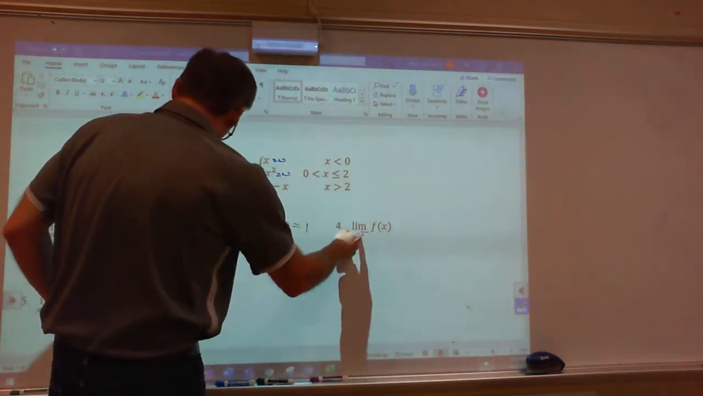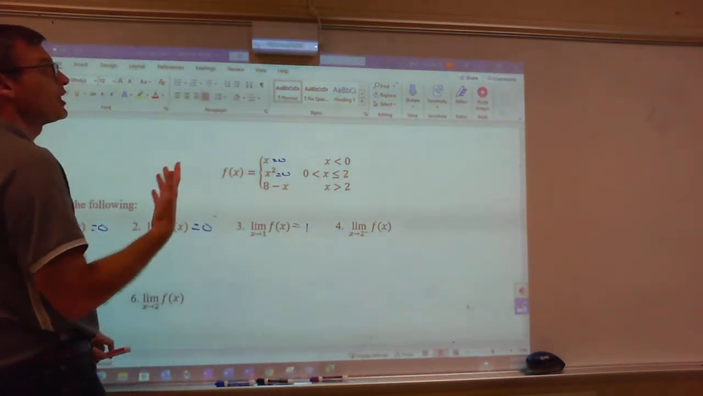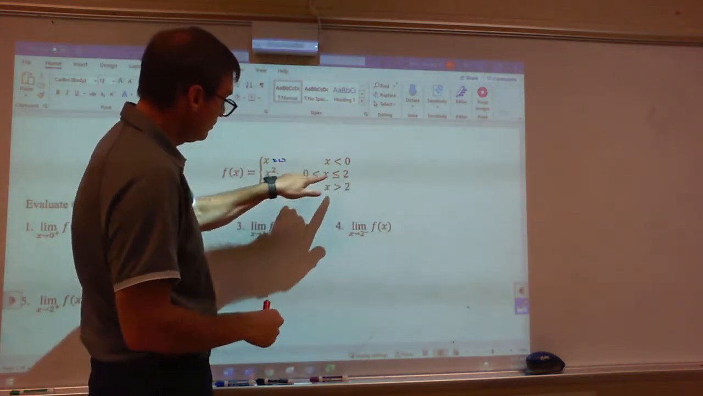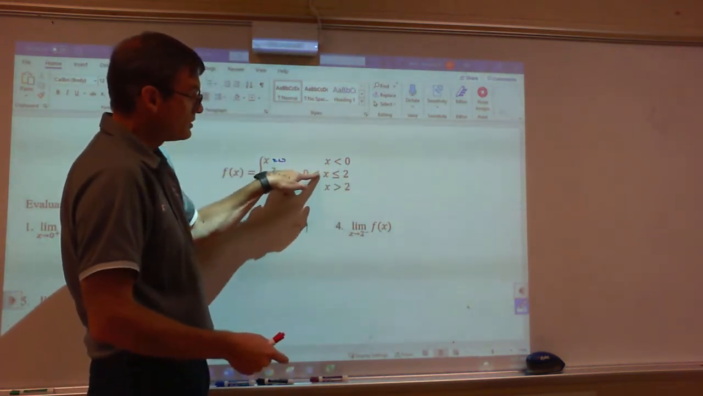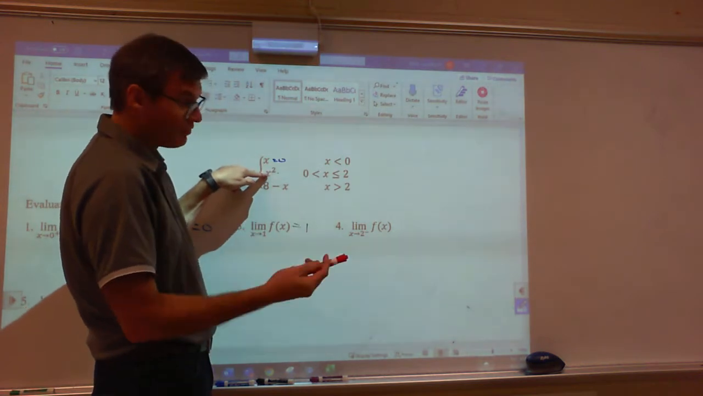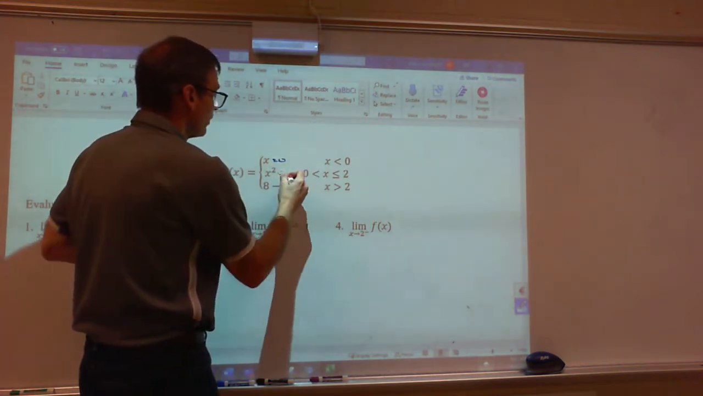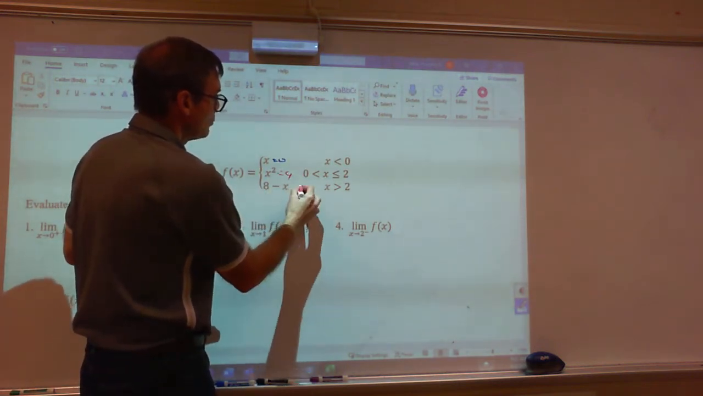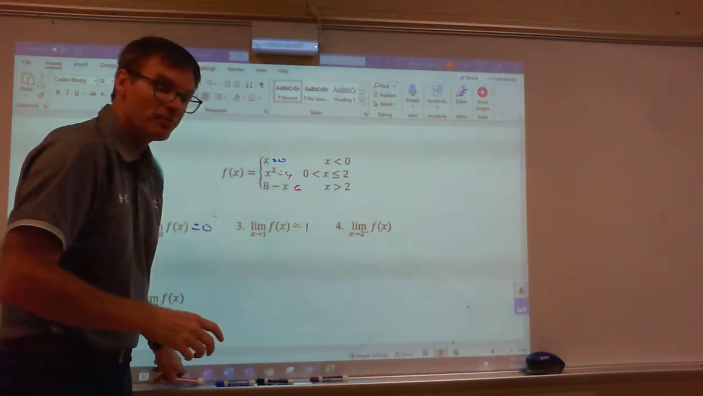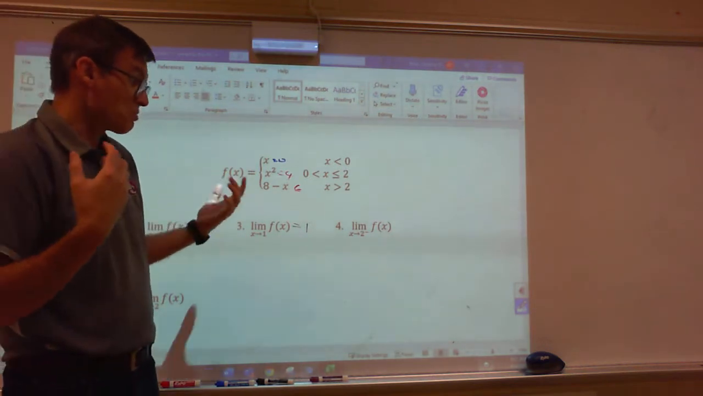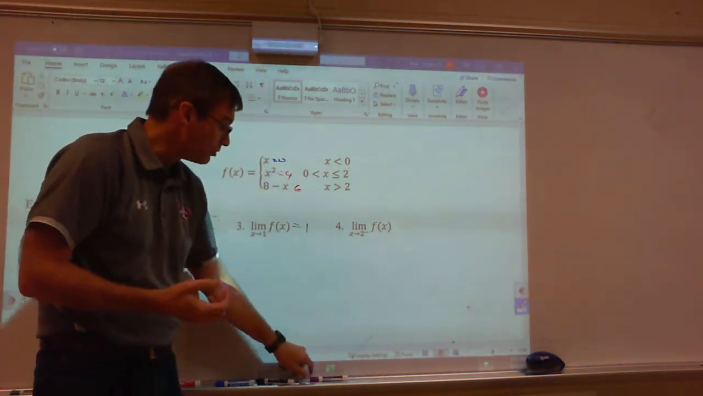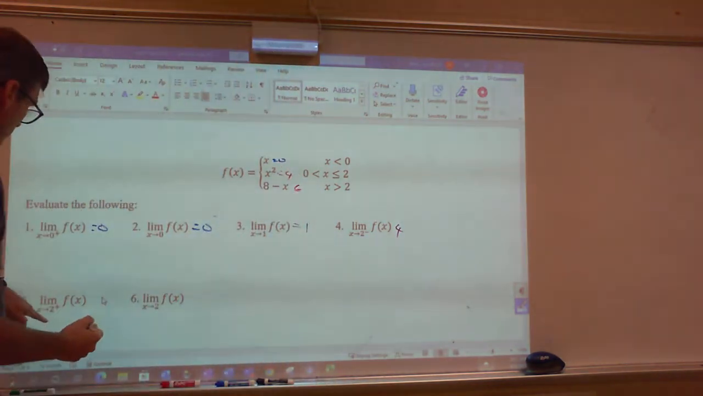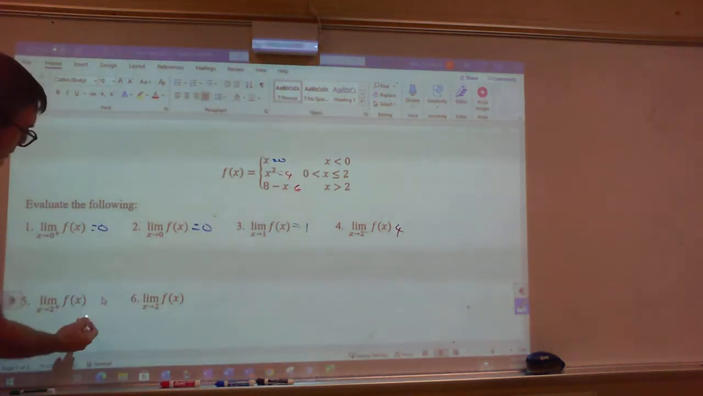Next, what about my limit as x approaches 2 from the left and 2 from the right? Well, if I'm approaching 2 from the left, we're in this area. So I plug 2 here, and I get 4. When I plug 2 into this, I get 8 minus 2, which gives me 6. I ask what happens if we go from the left, which is going to give me 4, and as I come from the right, this is going to give me 6.